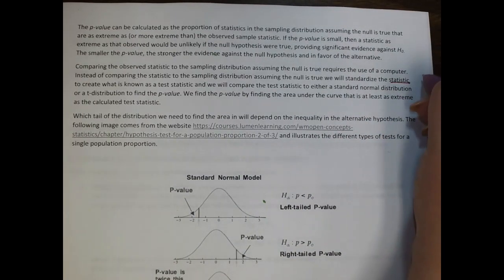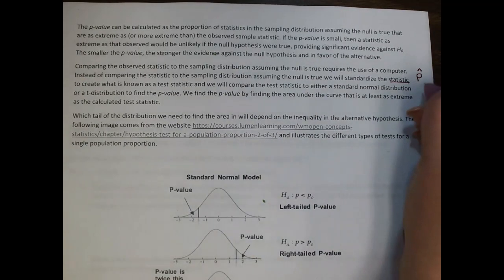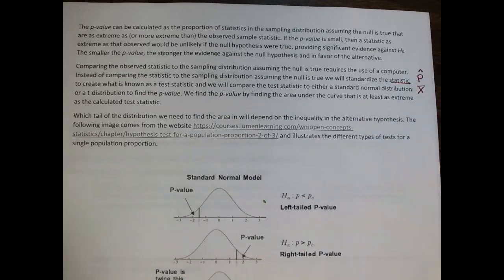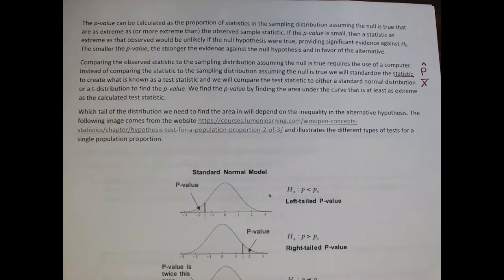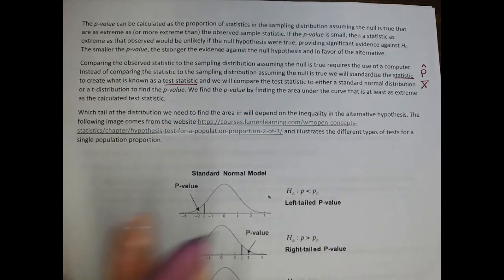We did learn about t-distributions back in Chapter 8, and we've worked in both Chapter 8 and 7 with our standard normal distributions. We find the p-value by finding the area under the curve that is at least as extreme as the calculated test statistic. So which tail of the distribution we need to find the area in will depend on the inequality in the alternative hypothesis. The following image comes from this website and illustrates the different types of tests for a single population proportion.